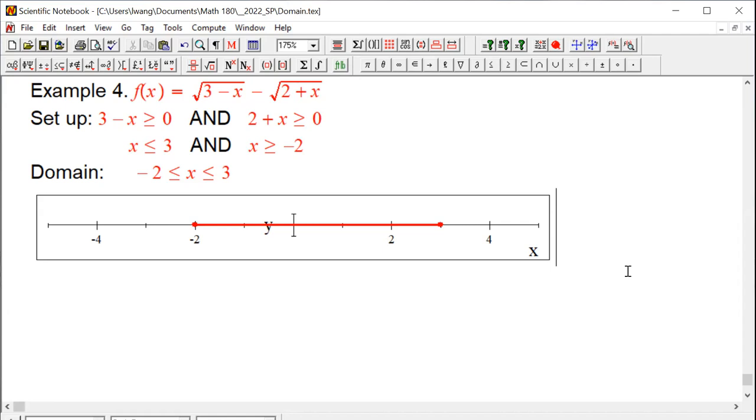Number 9, I'll make it example number 5. We're going to find the domain of f of x equals, we have two layers of square root, so 2 minus the square root of x. Two layers.